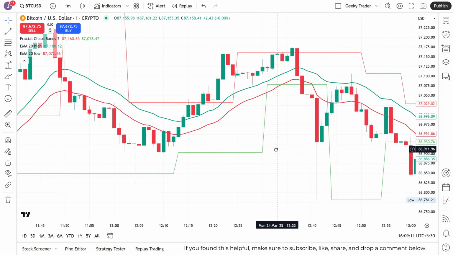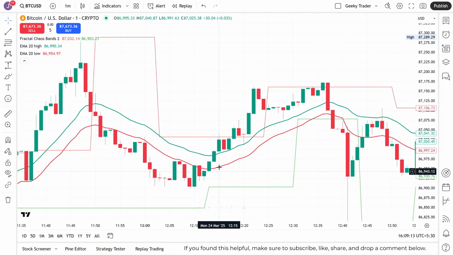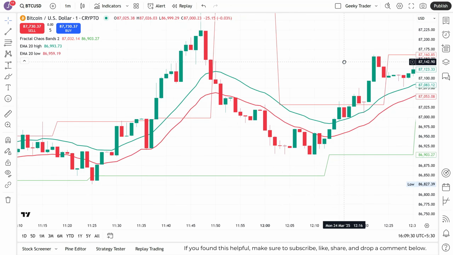Look at this setup. Once again, we can see that the price has closed above the 20 EMA and has also broken above the upper fractal chaos band. This confirms another buy signal, giving us another chance to enter a long position. For exiting the trade, we have two key options. 1. Close the trade when the price crosses the fractal slope, which can indicate a shift in market direction. 2. Close the trade at the upper fractal band level, as this often acts as a resistance zone, where price might struggle to move further up.